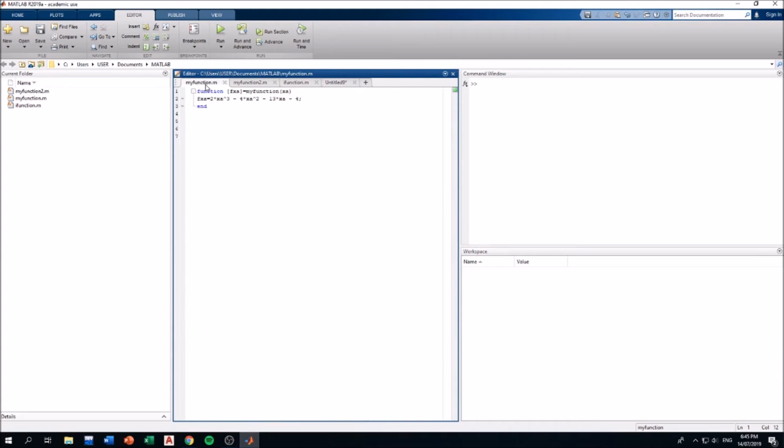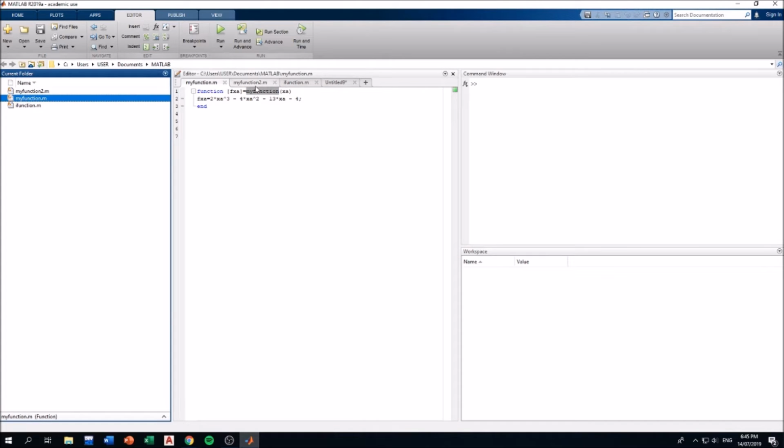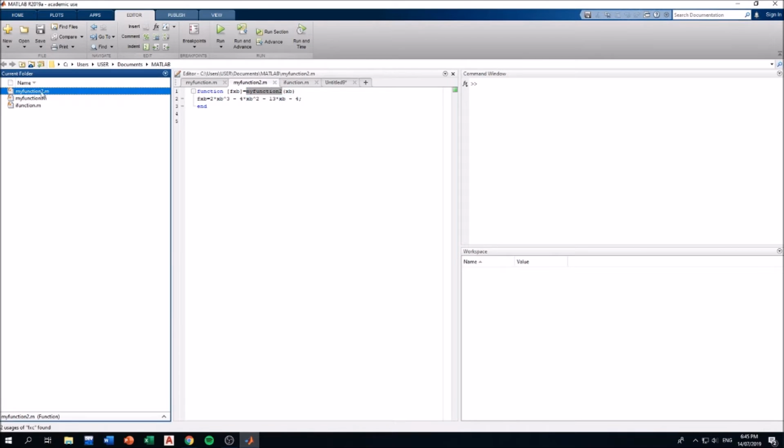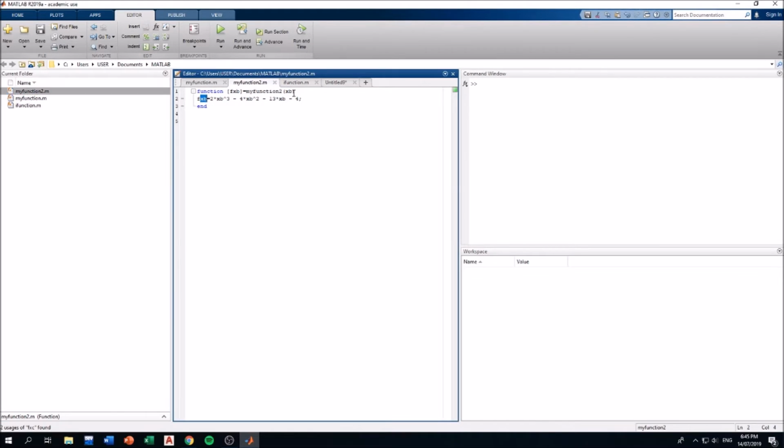First thing we have to do is make a formula using functions. The function name I use for f of x sub a is my function. I insert that with the formula given, and then next is f of x sub b. My name for the function is my function 2, so as to be consistent. And when you save, the function name must be the same as the file name so as to work.